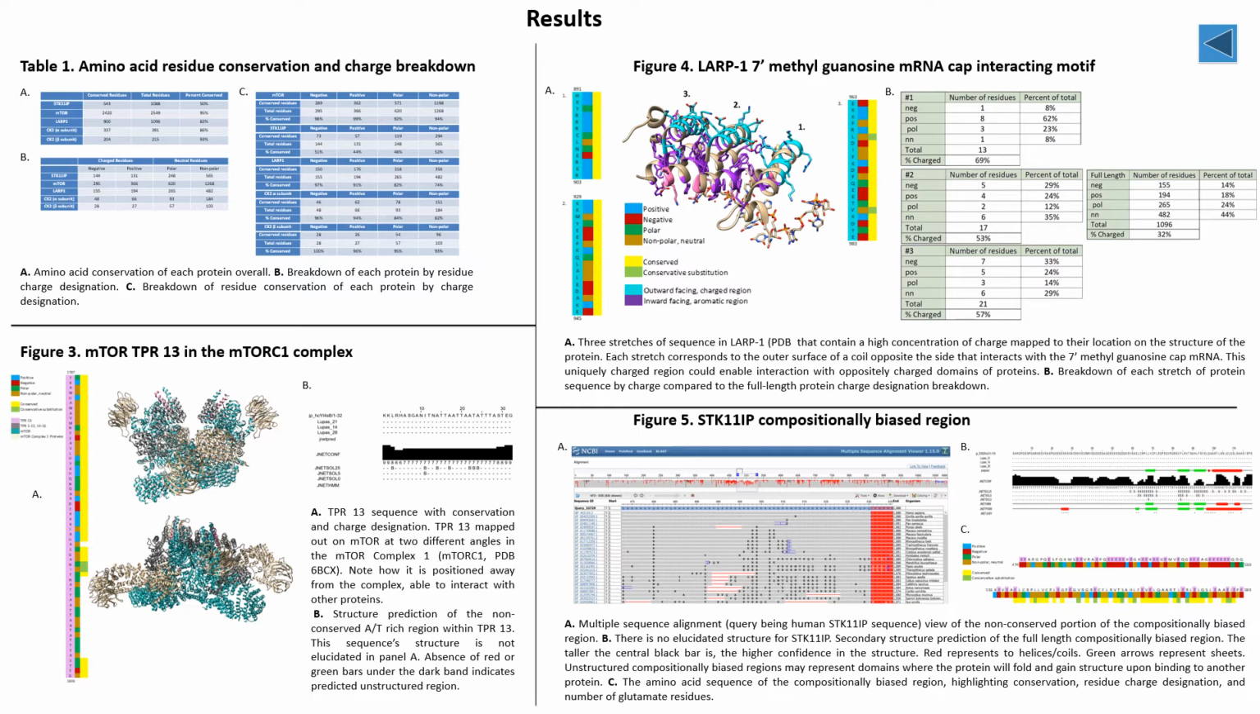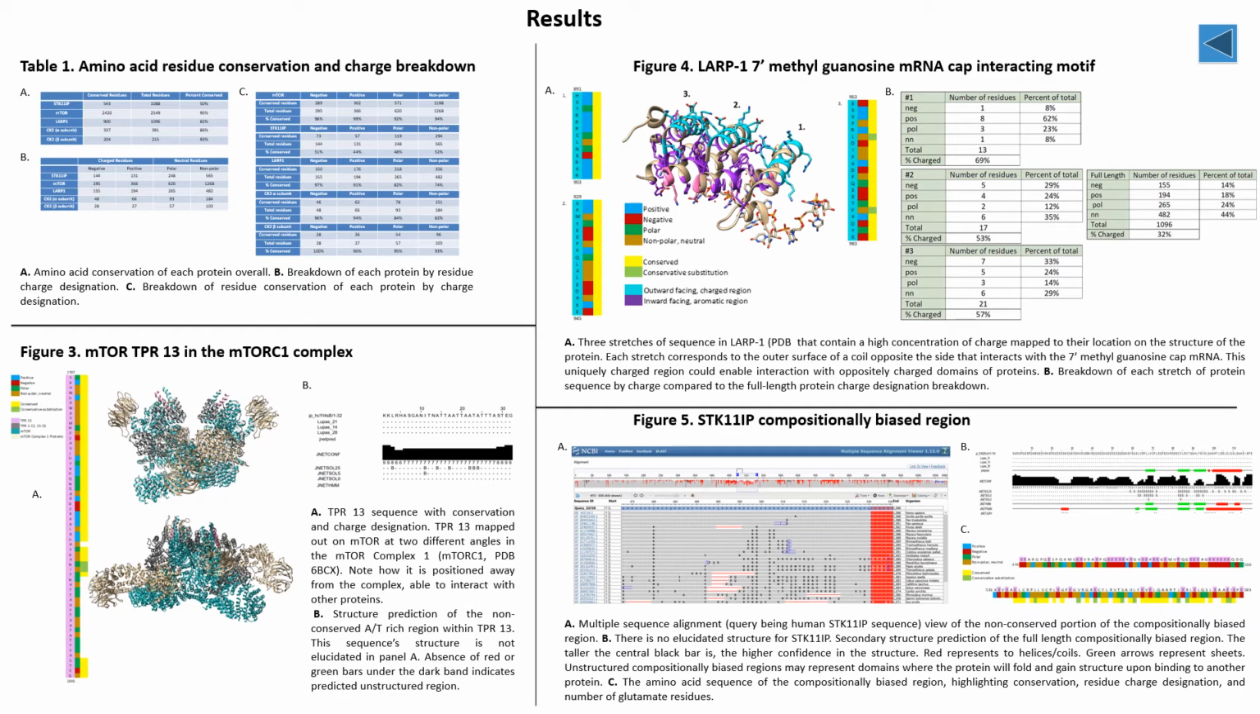And then in the top right, we have LARP1. We have this region of LARP1 that is known to interact with 7-methylguanosine mRNA caps. Opposite the side that interacts with the mRNA, we see these three coils, which are highly charged. You can see it in the table to the right. Each coil is significantly more charged than the full-length protein overall. So it's interesting to note that in a protein that interacts with mRNA, which a virus could potentially hijack, there is this area that makes it available to interact with other proteins.